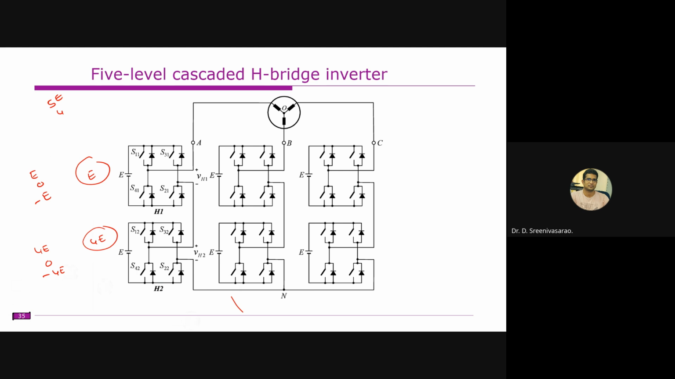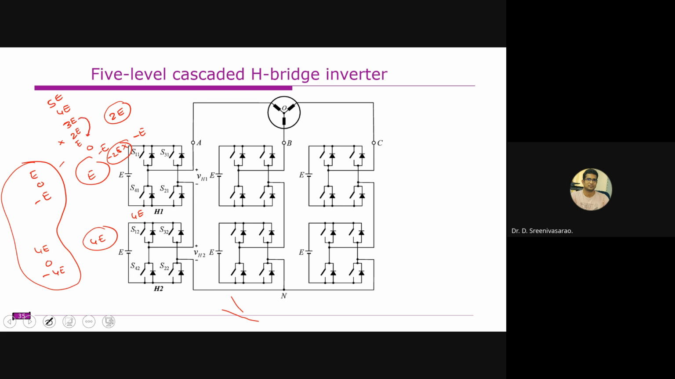If you want 4E, this is 0 voltage and this is 4E voltage, so you will get 4E voltage. And if you make this minus E, you will get 3E voltage. If you want 2E voltage, with this combination you cannot get 2E voltage. So that means 2E voltage is absent. E voltage you can get, 0 you can get, minus E you can get, minus 2E again you cannot get. So voltage directly jumps from 3E to E. This kind of thing you need to avoid. So there is a limit for this.